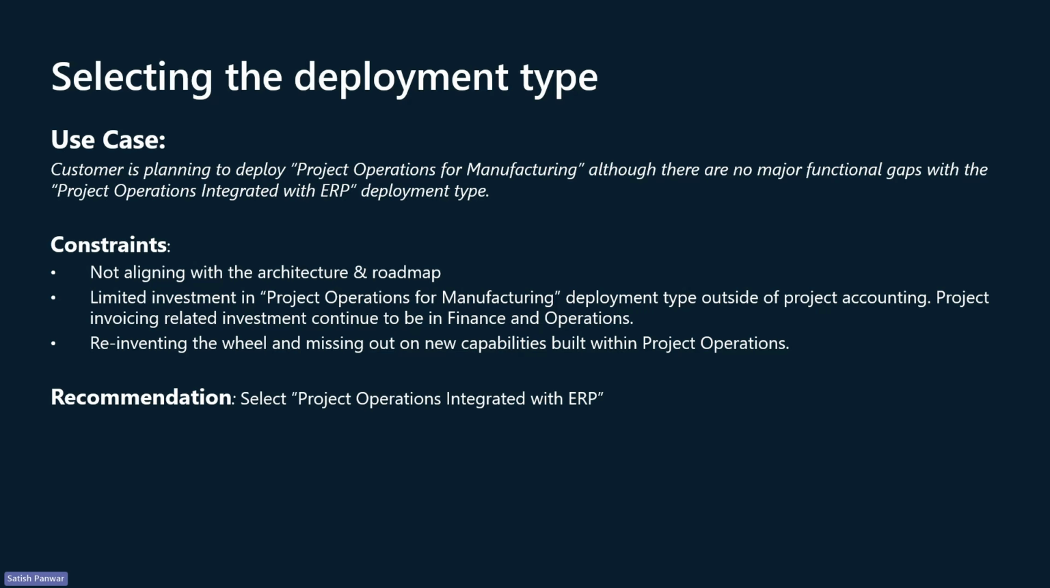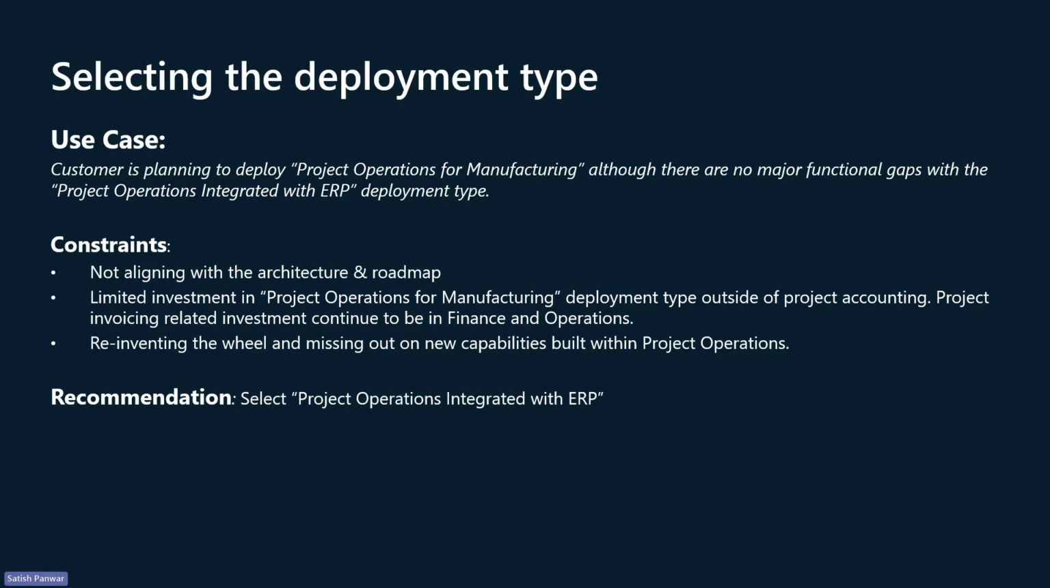If you decide to go with project operations for manufacturing deployment type to fulfill customer requirements, the customer may miss out on the new front-end capabilities that already exist on the Dataverse side or may be released in future. If there are smaller gaps, they can be closed with extensions rather than selecting a wrong deployment type. Use project operations for manufacturing only if you require project production orders. Know that deployment type can be selected by legal entity.